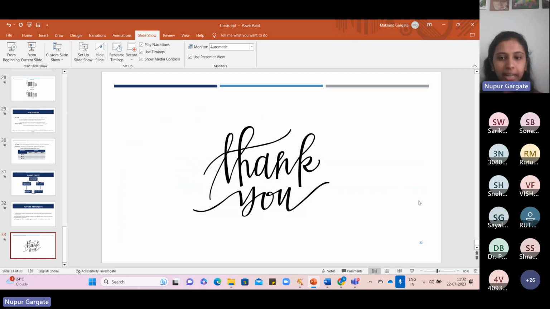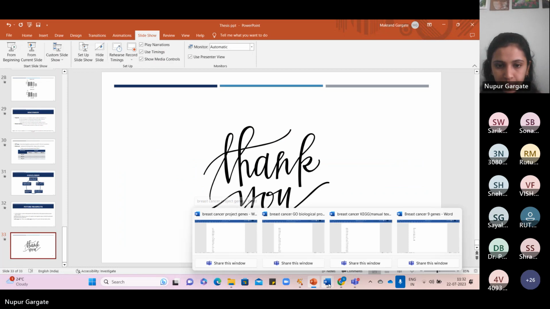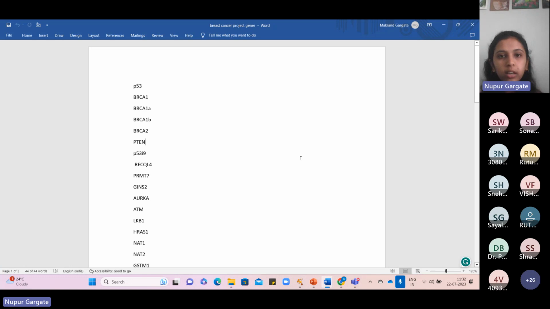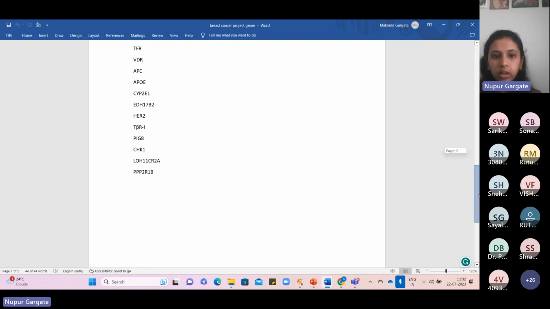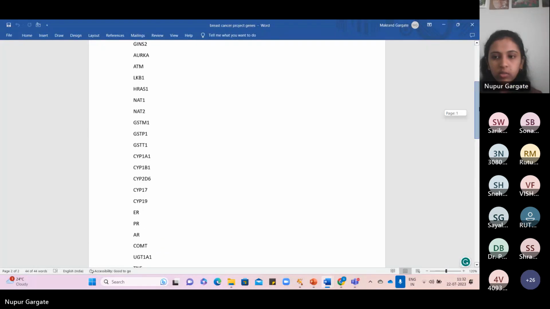I would like to demonstrate the actual steps of network pharmacology. So here, the first step, as I said earlier, was text mining. From text mining, I went through all the published literature, and from that literature, whatever genes I obtained, I noted them down here in the word file like this, one below the other. So these 44 genes were all the genes which I obtained from text mining.